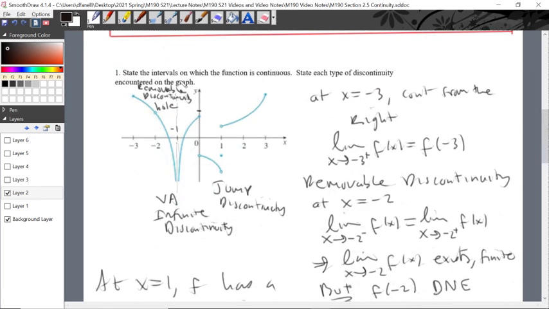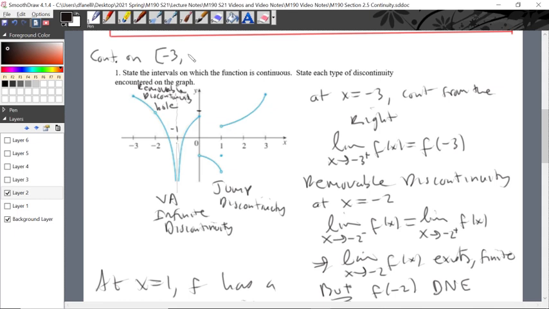So let's state the intervals on which our function is continuous, starting from the left towards the right. At the value -3, we are continuous. So we'll say we're continuous on the interval starting at -3, so it's closed at -3 because we are continuous from the right there.